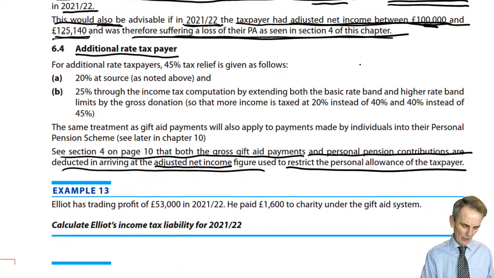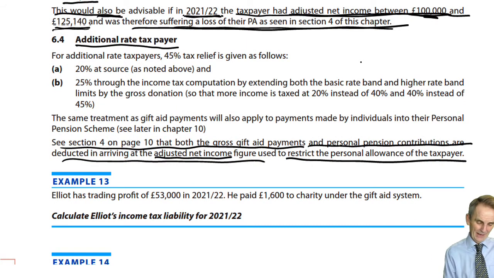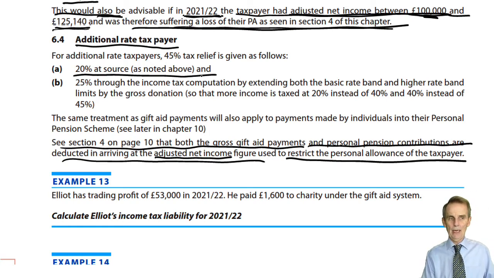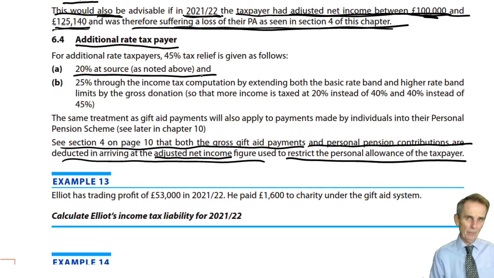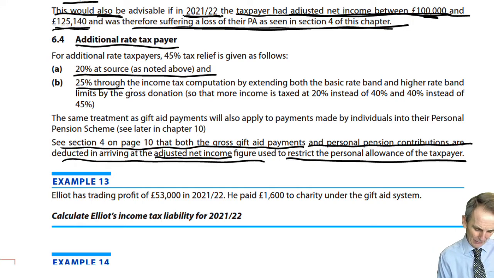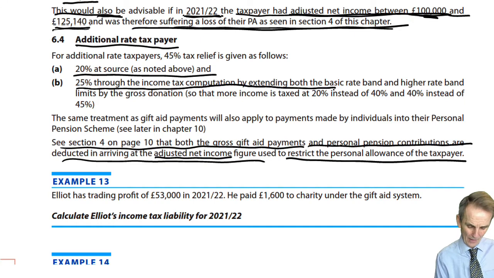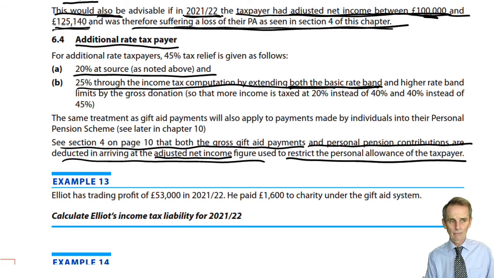What about if you're an additional rate taxpayer? Well, again, you got your basic rate tax relief at source, the 20%, but you're now an additional rate taxpayer, so you're paying, therefore, 45% tax. So what about that 25% differential? When you were just a higher rate taxpayer, you merely extended the basic rate band by the gross amount of the gift aid payment, i.e. the £100 in our example.